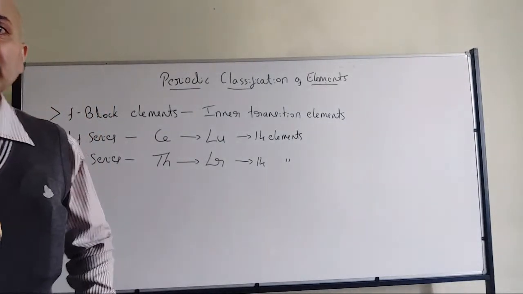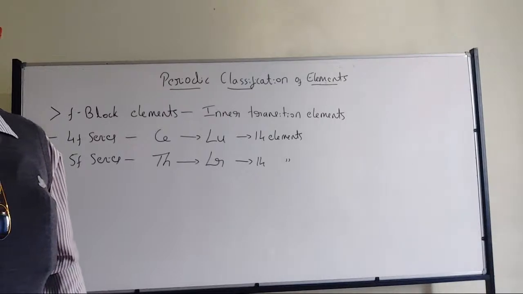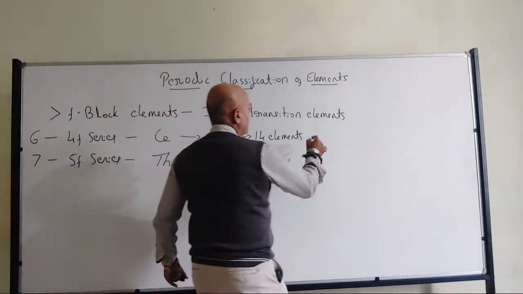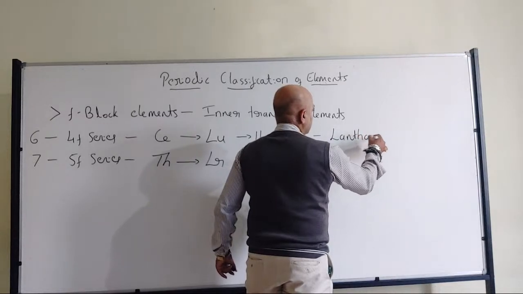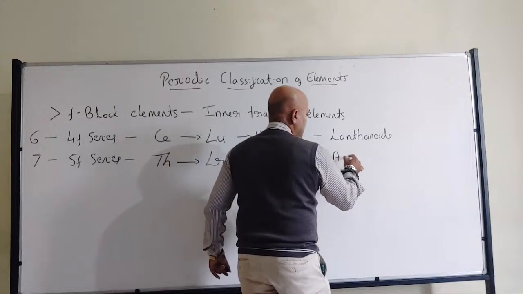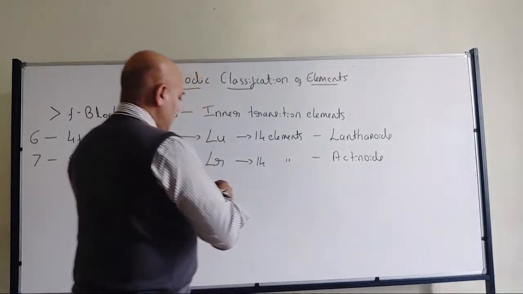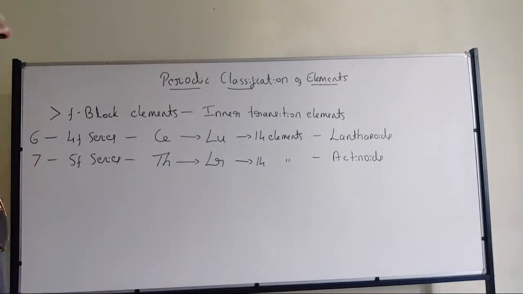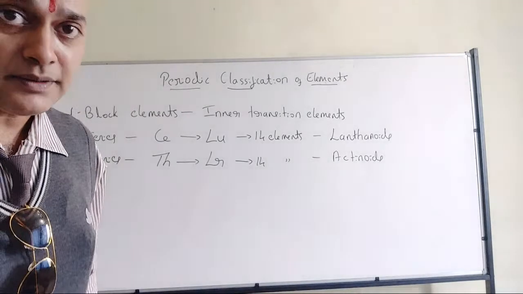So total how many F block elements are present? 28 F block elements are present. The 4F series is called lanthanoids and the 5F series is called actinoids. Why are they called lanthanoids? Because they are present after lanthanum. Why are they called actinoids? Because they are present after actinium.